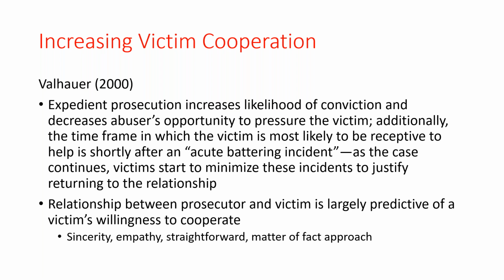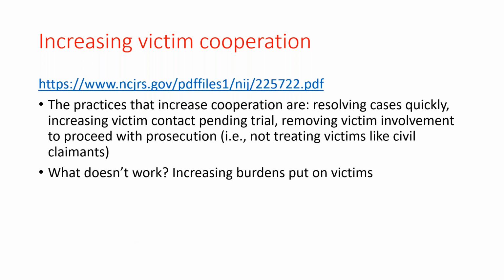And here's the thing. The better the relationship between the prosecutor and the victim advocate and the victim, the more the victim is going to cooperate, right? That's going to be largely predictive of cooperation, but the relationship has to be a particular way. You've got to approach it with sincerity, empathy, got to be straightforward, can't sugarcoat things, don't lie to the victim, don't say things will be okay, and be matter of fact about what your goals are, what her goals are. Sometimes those are not going to be the same thing. Same exact thing here: practices of increasing cooperation are the same throughout the research. The thing that doesn't work is increasing burdens put on victims. Again, don't treat the victim like a civil claimant.